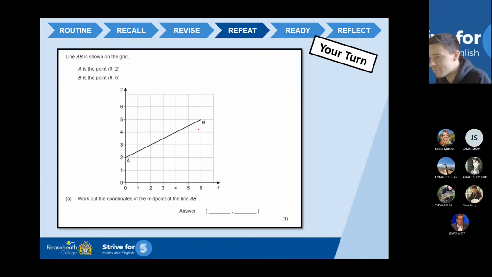So, A to B. Now, most of you were pretty accurate in spotting it is 3 across and then 3.5 up. Okay, 3 across, excellent, and then it lands in between 3 and 4, so that's 3.5. Once again, it might be one of them where you have to get quite close.